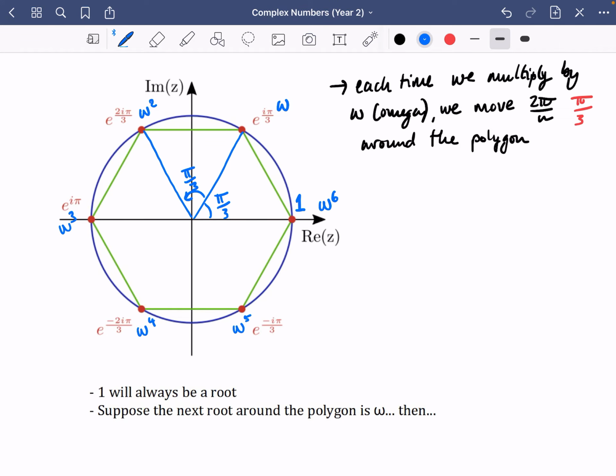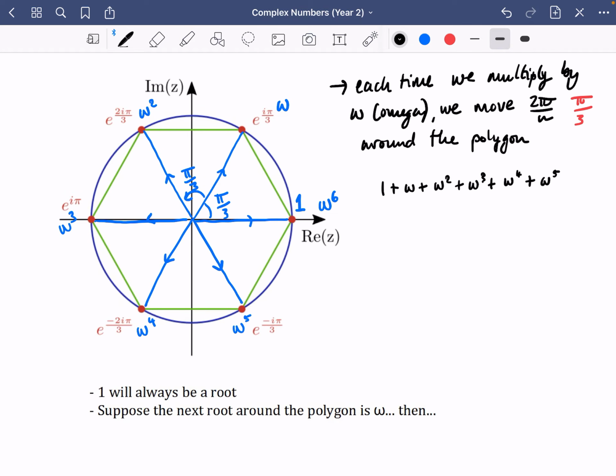Now, this is interesting for several reasons. One of the things is that we can have a look at what the sum of all of these complex numbers is. I'm just going to draw in these extra lines so that it looks familiar with what we did on the previous page. So these complex numbers are kind of like vectors that take us to all of these different places. And I'm going to try and investigate what happens when I add all of these complex numbers together. What happens if I did 1 plus omega plus omega squared plus omega cubed plus omega to the power of 4 plus omega to the power of 5?